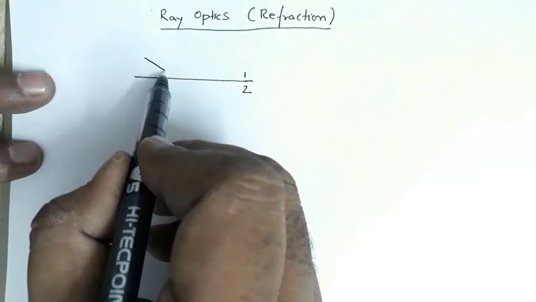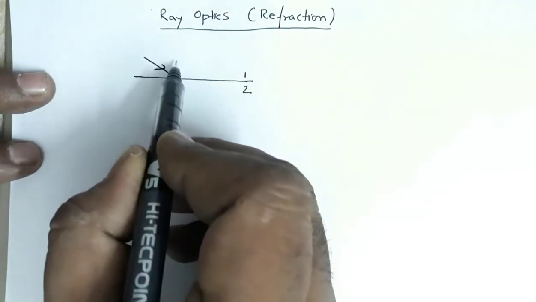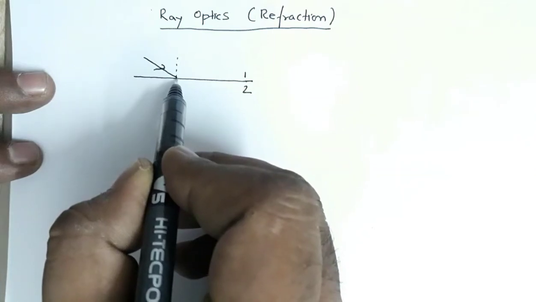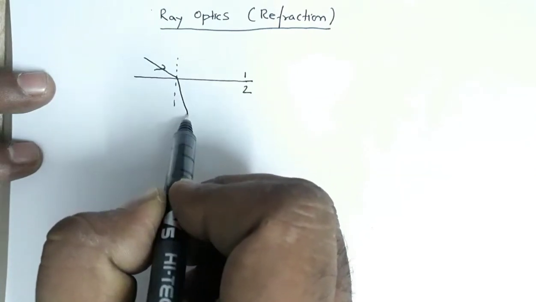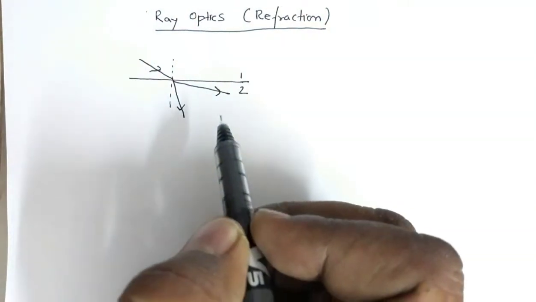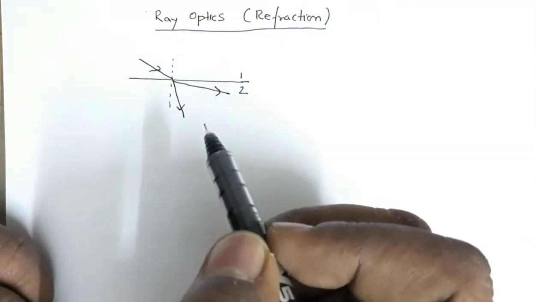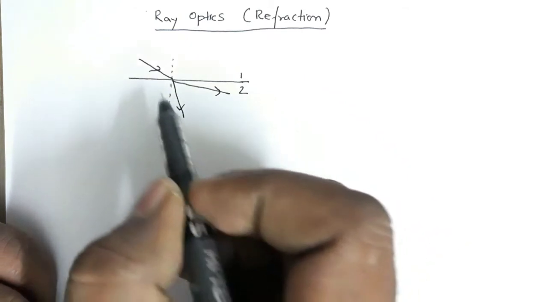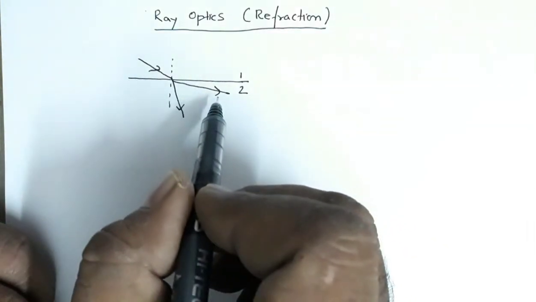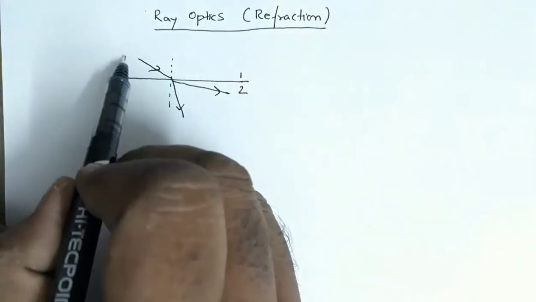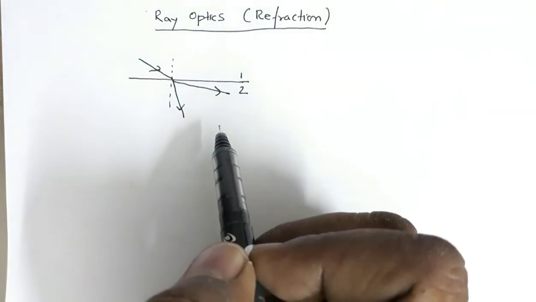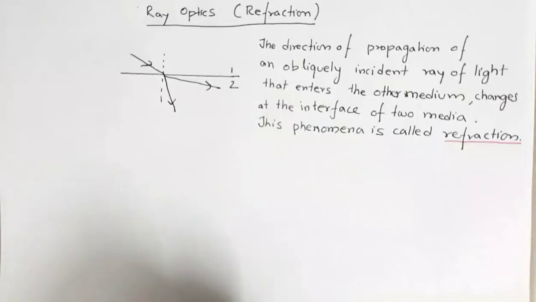If a ray of light is incident obliquely, this is the normal at the point of incidence, then this ray of light may bend towards the normal or it may bend away from the normal depending upon the nature of the two medium. Now this bending of light, when a ray travels from one medium to another medium in an oblique direction, then this bending of light is known as refraction.